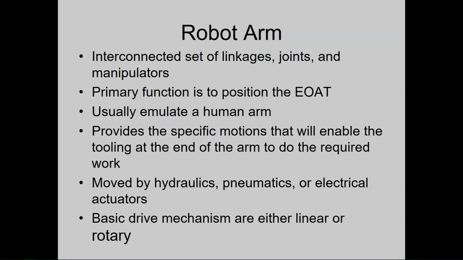So robot arms are interconnected sets of linkages, joints, and manipulators, but the primary function is to position that end of arm tool. They usually try and emulate the human arm, but what we can do with 3 joints, they have to do with 6. But these guys can be very specific with the motions that are used to put the end of arm tool in the correct placement.